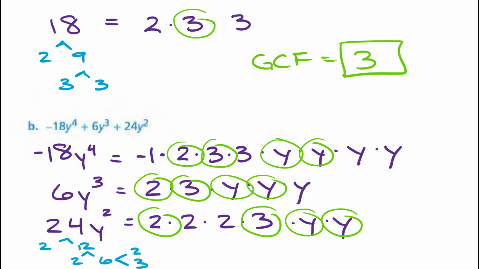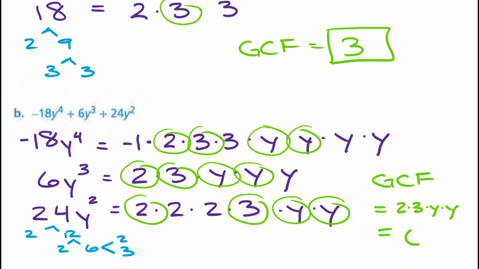So you can see for all three of these terms, I have a 2, a 3, a y, and a y. And so I can write my GCF is equal to, we'll combine the 2 times 3, 2 times 3 times y times y, and so we end up with 6y squared. So the GCF of those 3 terms is 6y squared.